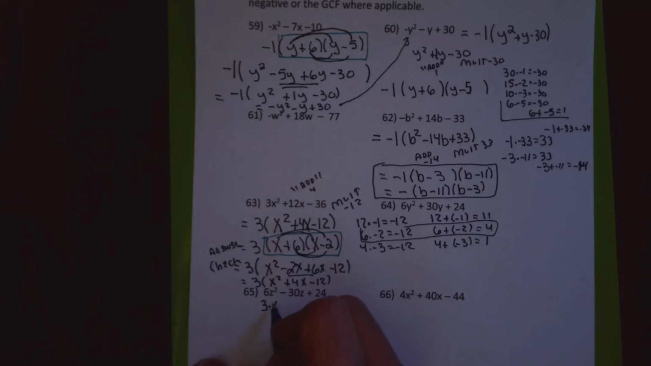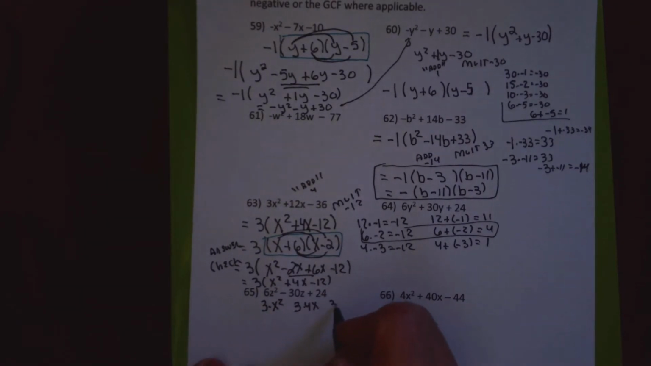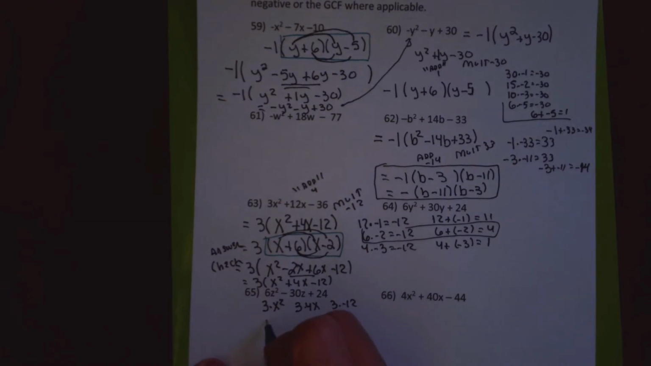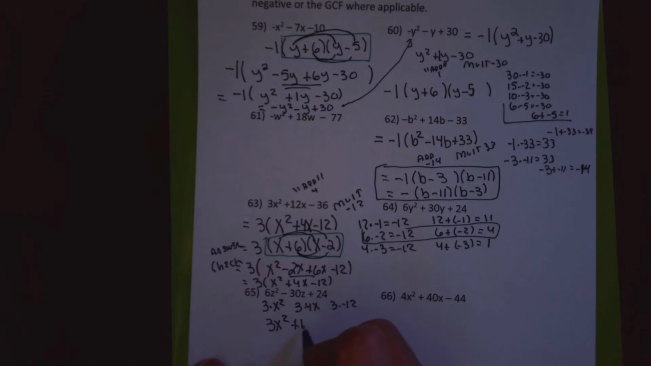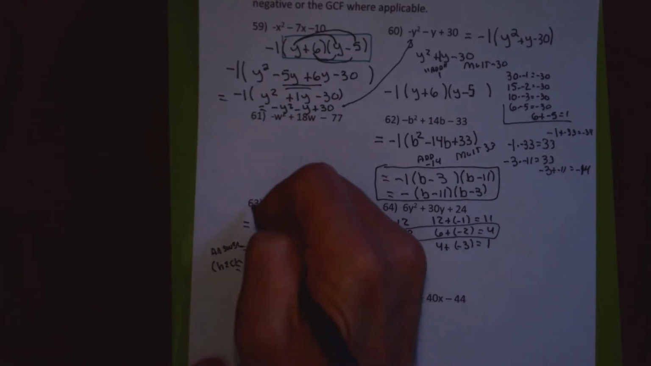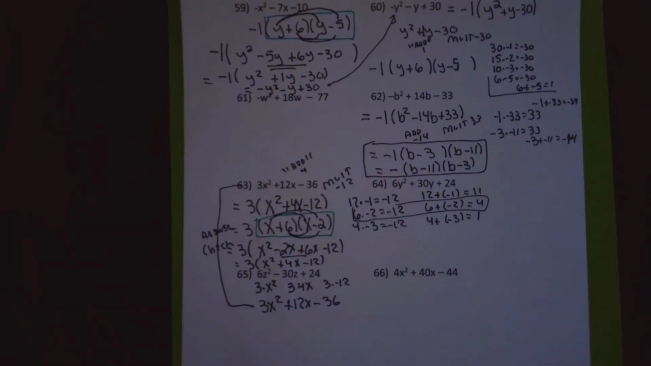I'm going to go 3 times x squared. I'm going to do 3 times 4x and 3 times -12. 3 times x squared is 3x squared. 3 times 4x is +12x. 3 times -12 is -36. I compare that to the original problem. It's an exact match, so I know my answer is correct.